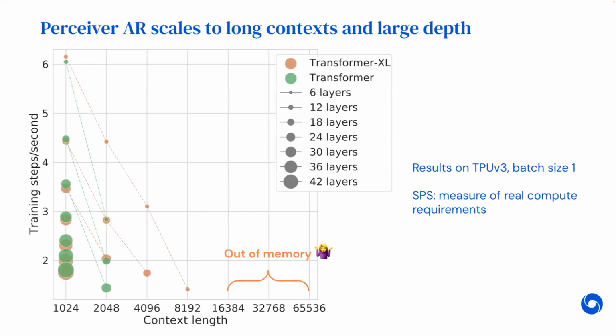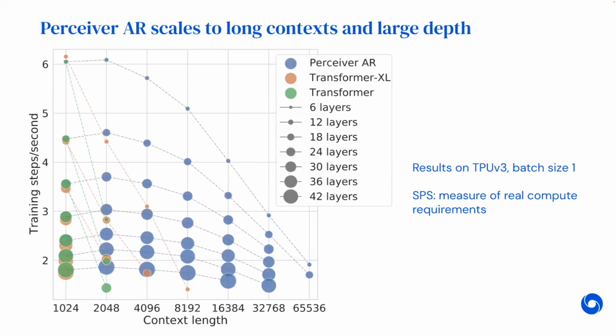But Transformer XL fares better. It gives a speed up at small context lengths, and it allows small models to be scaled up to inputs of about 8,000 tokens. So this is quite a bit better. But because Perceiver AR effectively decouples the input length from depth, we can scale even very deep architectures to much longer context lengths. We're showing results here in real training steps per second rather than theoretical flops, so these are practical numbers. We've successfully trained very deep Perceiver AR models on context lengths as high as about 100,000 tokens.